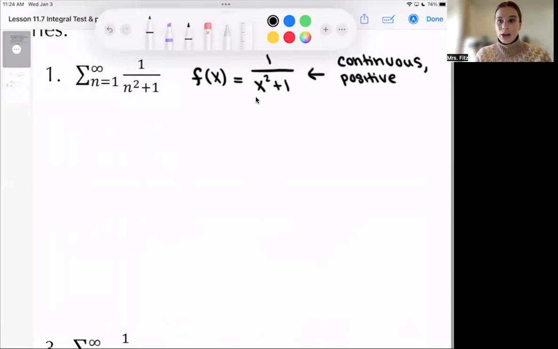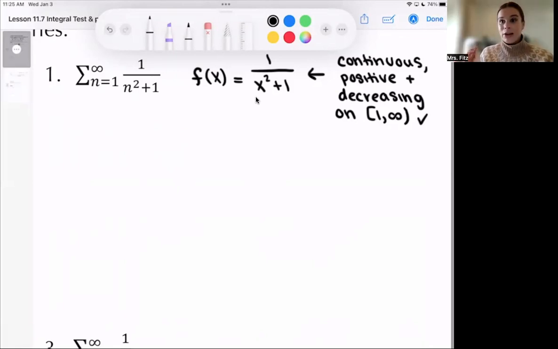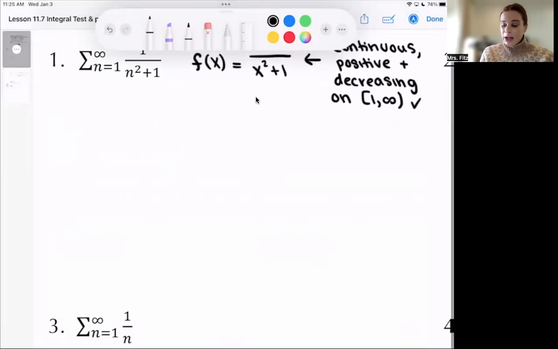And is it decreasing? Well, as we go from 1 to infinity, that denominator is getting larger. So 1 divided by bigger and bigger numbers, it is in fact decreasing on the interval from 1 to infinity. So check, we are able to use the integral test. Note, it's annoying, you have to write down those initial conditions in order to use the test. So write down f of x, what it is, and state that it's positive, continuous, and decreasing on the interval.